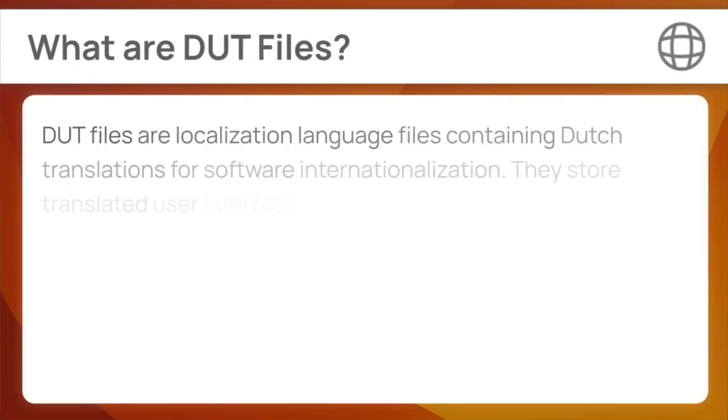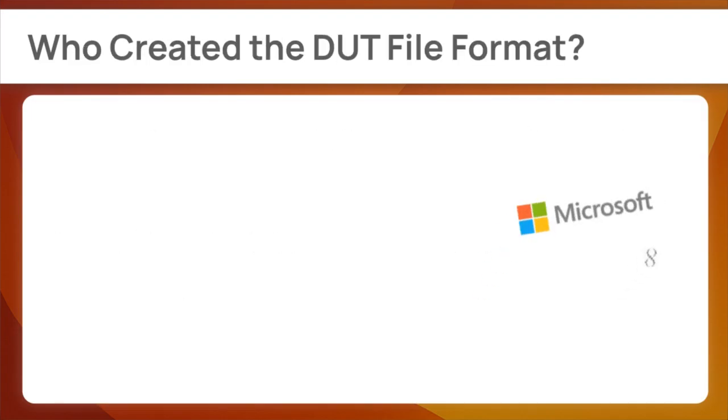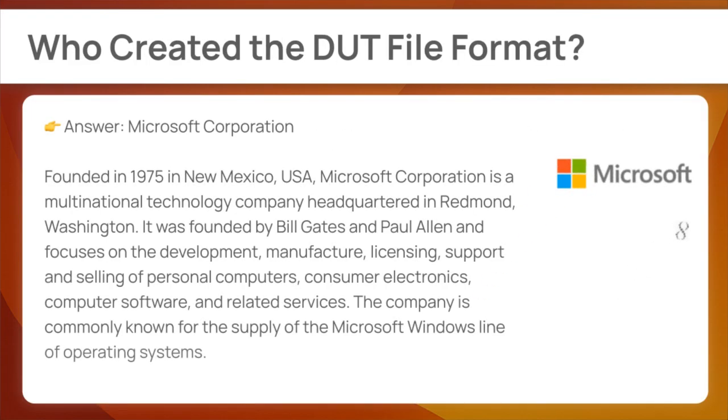DUT files are localization language files containing Dutch translations for software internationalization. They store translated user interface strings, menu labels, error messages, and help text used by applications to display Dutch language content for users in the Netherlands and other Dutch-speaking regions, enabling localized software experiences.